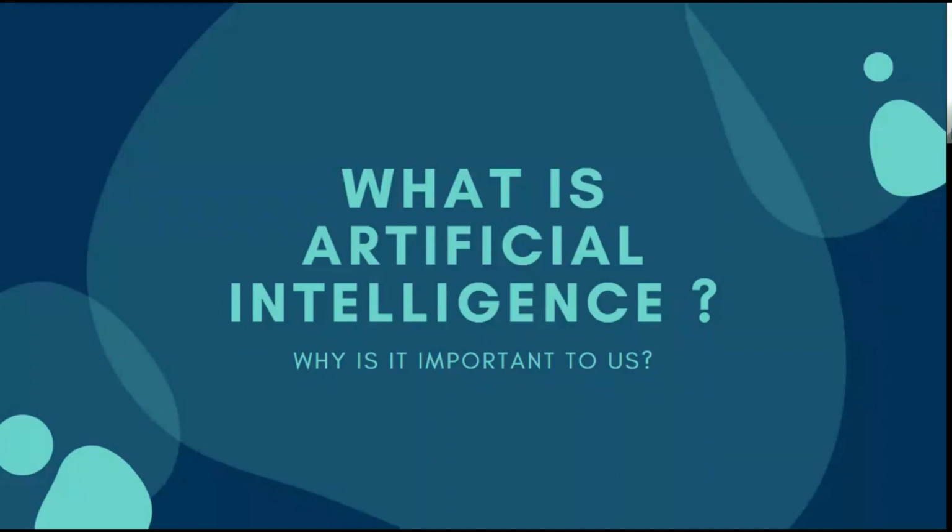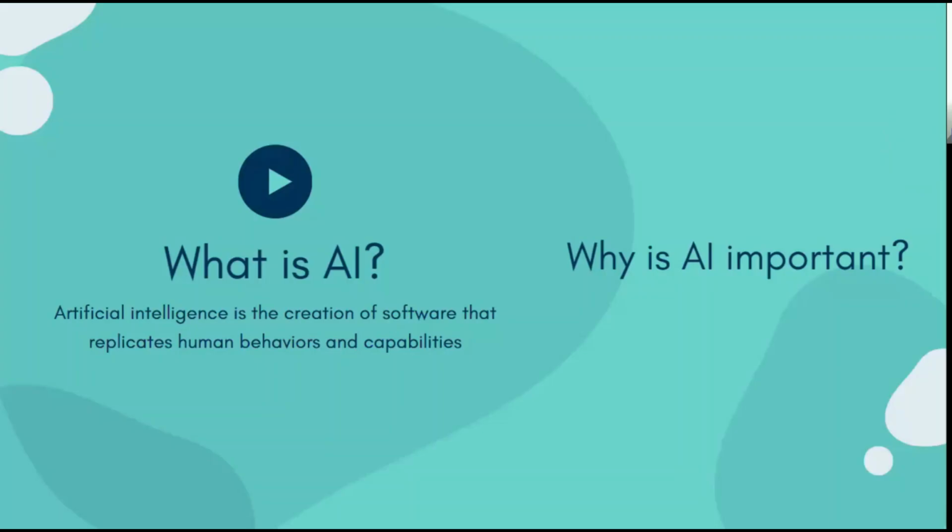So, what is artificial intelligence? Why is it important to us? So, simple definition: artificial intelligence is the creation of software that replicates human behaviors and capabilities.